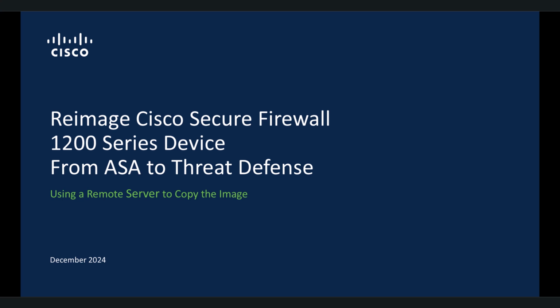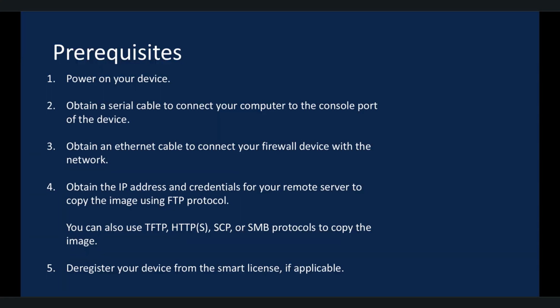Hi there! This video takes you through the process of reimaging your Cisco Secure Firewall 1200 series device from ASA to Threat Defense software. The prerequisites for reimaging are displayed here. Connect your firewall device to a reliable power supply and power it on.